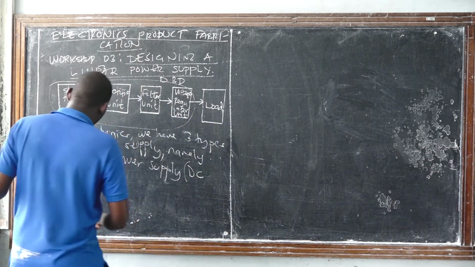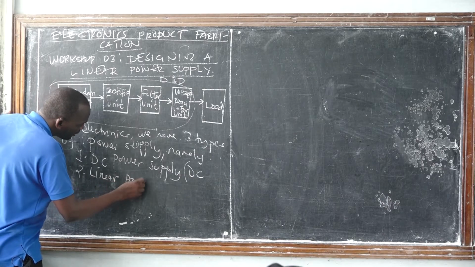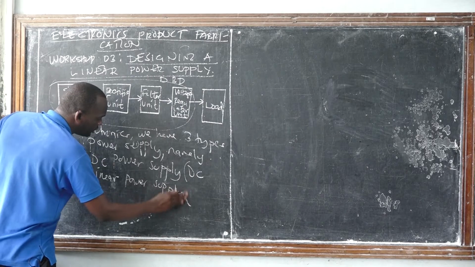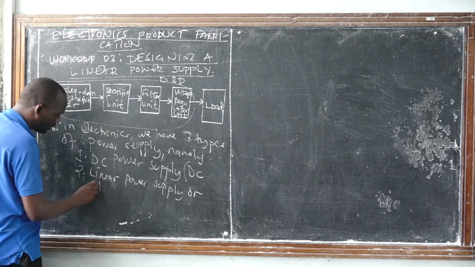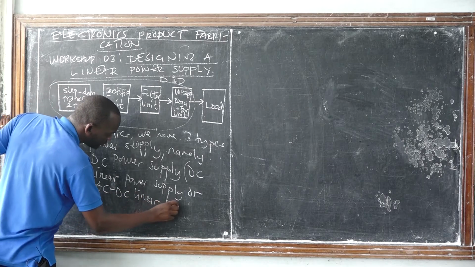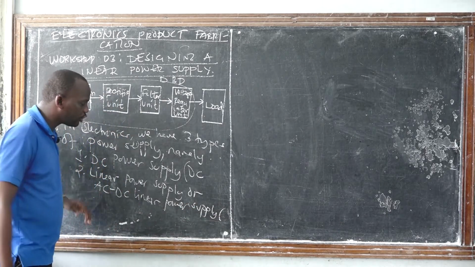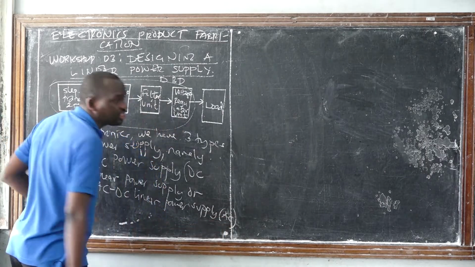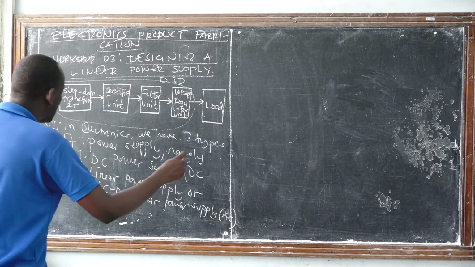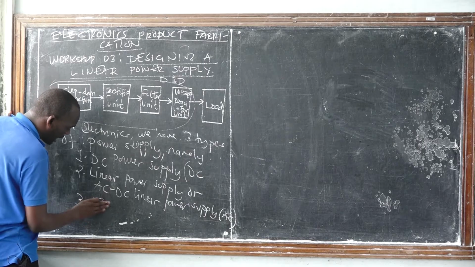Yes. Then the second one, we call it linear power supply. Sometimes we call it AC to DC linear power supply. With this one, the main source of power is AC, which is domestic alternating current.